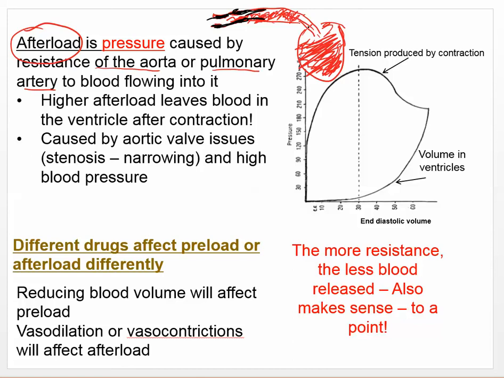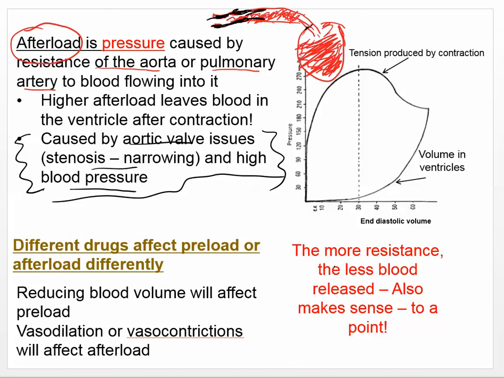What if your aortic valve wasn't working right? That could cause an increase in pressure, so it's trying to push the valve open. If the valve isn't functioning right, that could cause problems too. So it's caused by aortic valve issues, stenosis, narrowing, and high blood pressure. So this afterload pressure can be related by anything afterwards saying, nope, we don't want the blood, or the blood can't come in, or somehow you're preventing blood from flowing in.